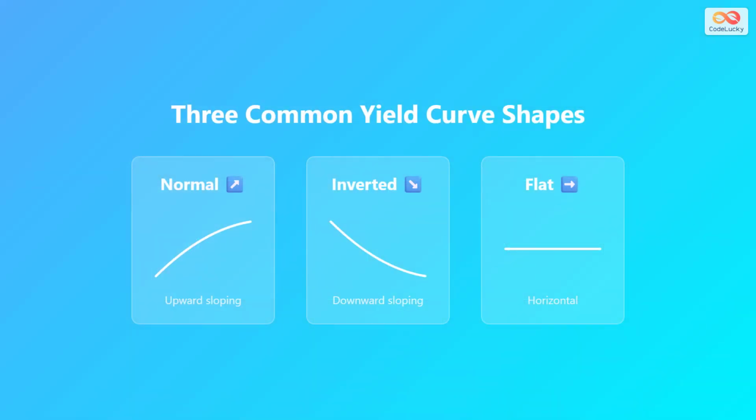Yield curves typically exhibit 3 common shapes, each telling a different story about economic conditions. The normal yield curve slopes upward, indicating that longer-term bonds offer higher yields than shorter-term ones. The inverted yield curve slopes downward, meaning short-term rates exceed long-term rates. The flat yield curve runs horizontally, showing similar yields across all maturity periods. Understanding these shapes is crucial because each one signals different market expectations and economic outlooks.